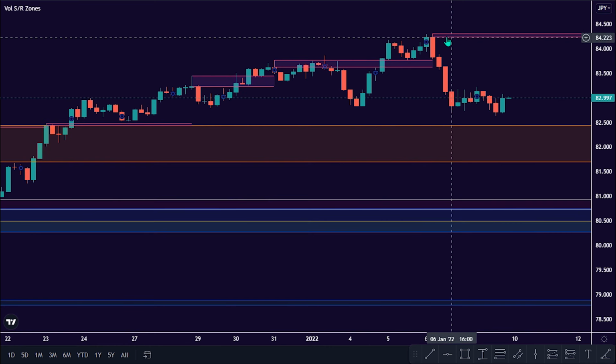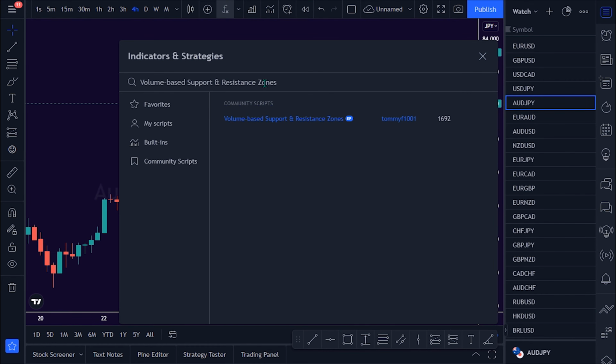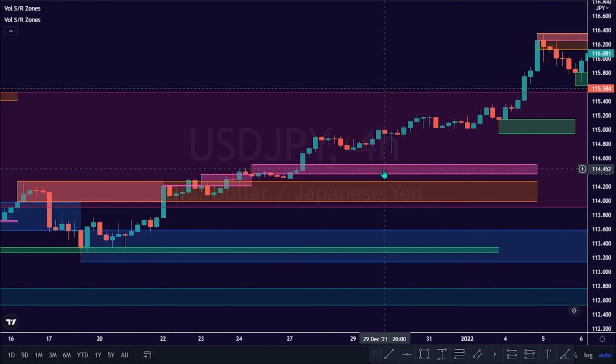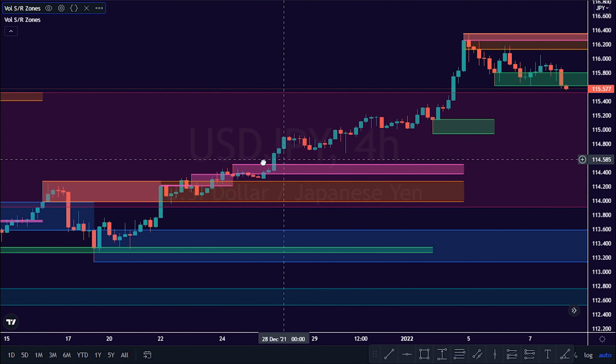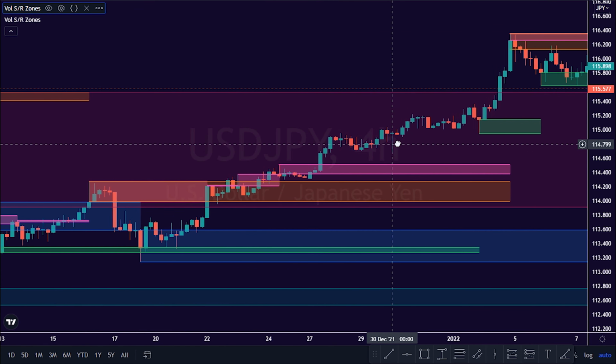To apply the indicator on the chart, type the volume-based support and resistance zones and select the volume-based support and resistance zones indicator by Tommy F1001. As we can see, here's the trading indicator on our trading chart. We can see this trading indicator has different rectangular boxes with different colors.